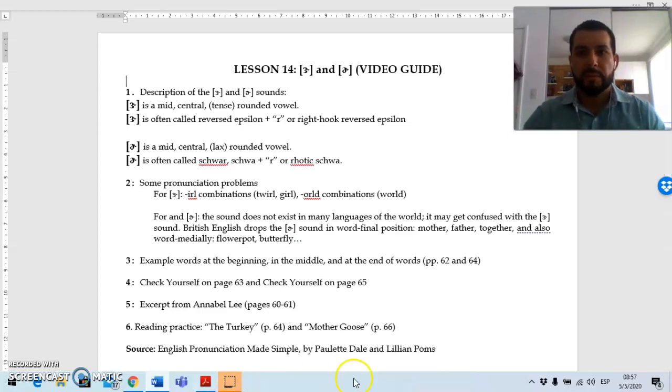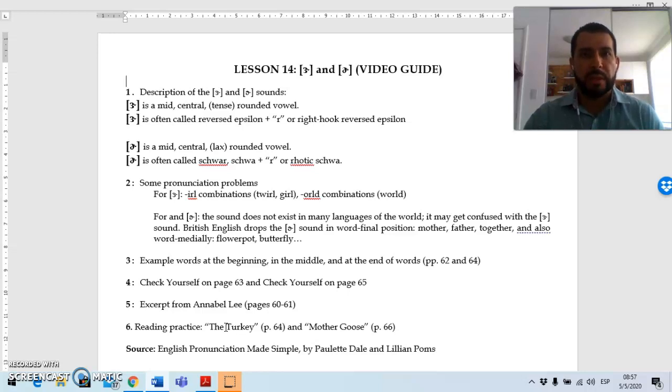These two sounds might look intimidating if you see their transcriptions, and I'm going to begin by giving you the description for them. The first sound is a mid-central tense rounded vowel, and it is the vowel that you use to pronounce words such as bird. You can see how my lips are tense when I say bird, or girl, or world. You can see the tension of my lips and my tongue. You cannot see my tongue, but there is tension of the lips and tension of the tongue.